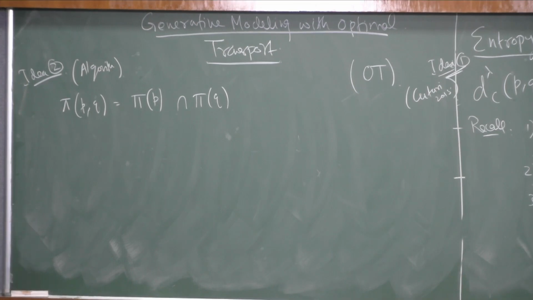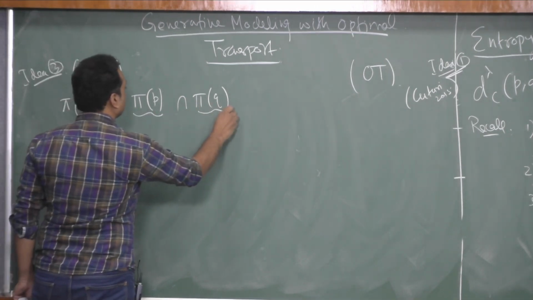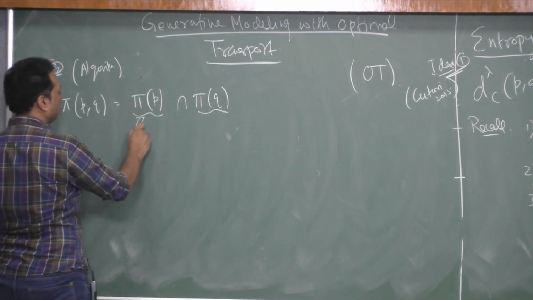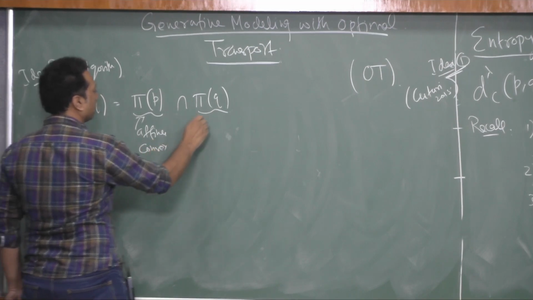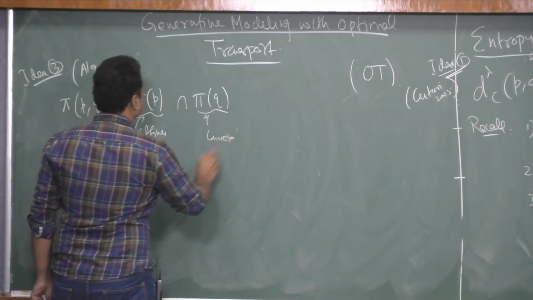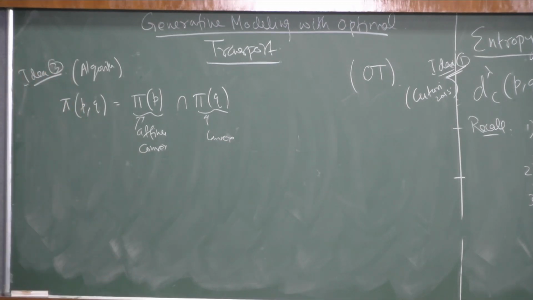So that's our third idea, and this happens to be our final idea. It says that the set of joint distributions with marginals p and q must be the intersection of distributions with p and with q. What we notice is that these constraints are affine sets, and affine sets are convex. So it's the intersection of two convex sets. Basically, we want to go to the intersection of two convex sets.